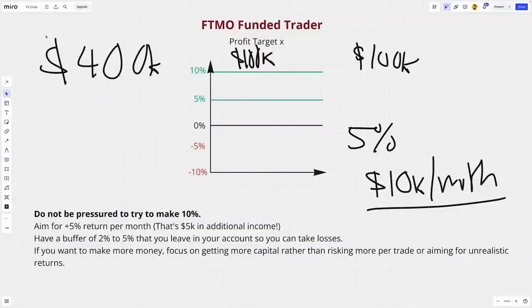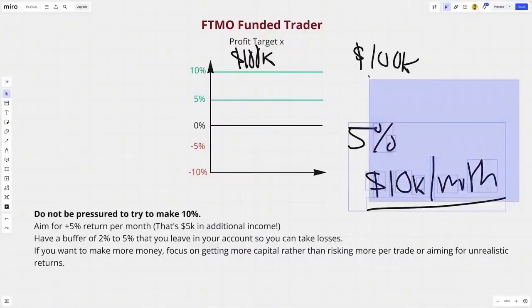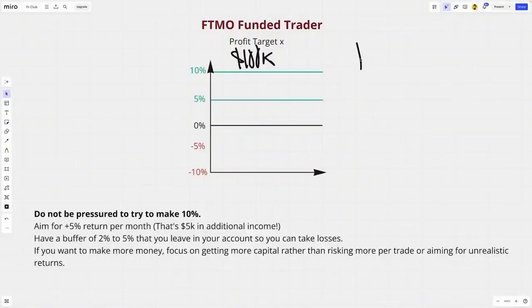That's like additional income. So please, guys, do not focus on making unrealistic returns, because like I said, yes, you can make 10%, right? This might just be a limiting belief. You can make 10%, but know that it's going to be very difficult to maintain making 10% per month every single month. It's going to be much easier to make 5% per month every single month.